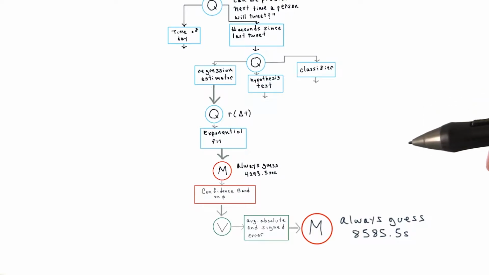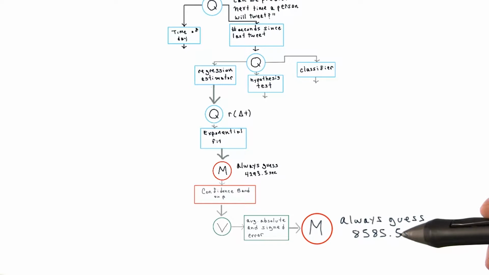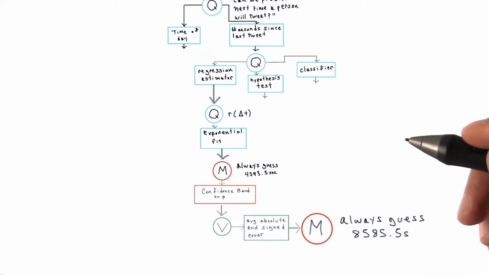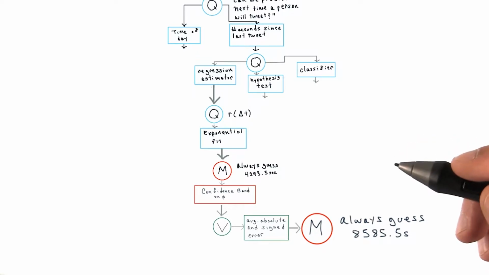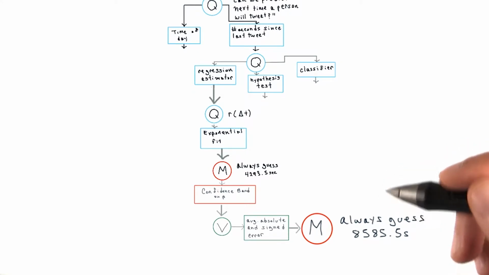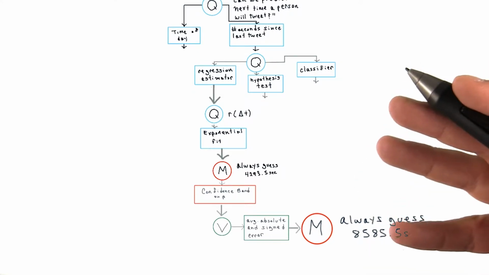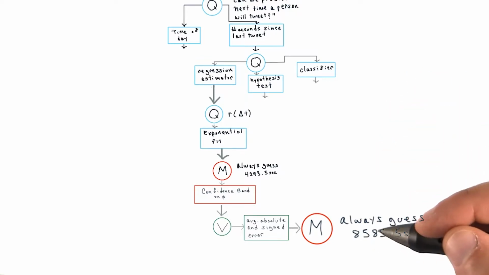Let's examine our analysis so far. When we left off, we had updated our model to add an offset so that our guess is always 8,585.5 seconds. However, we've just done an information gain analysis to discover that intertweet time is very strongly affected by tweet length and mention distance. Let's update our diagram in order to reflect that.